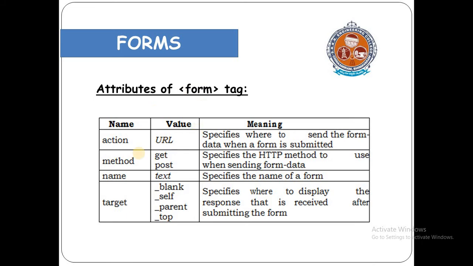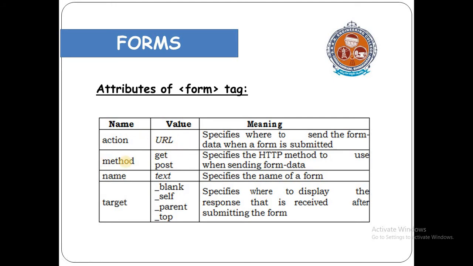Some of the main attributes of the form tag: the first one is action. The value we are going to give is some URL. It specifies where to send the form data when a form is submitted. Suppose we fill in some information and click on submit, it will pass the information to the URL we are giving, and it will fetch the data.